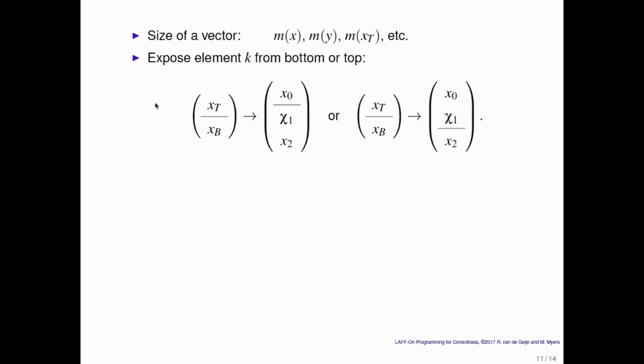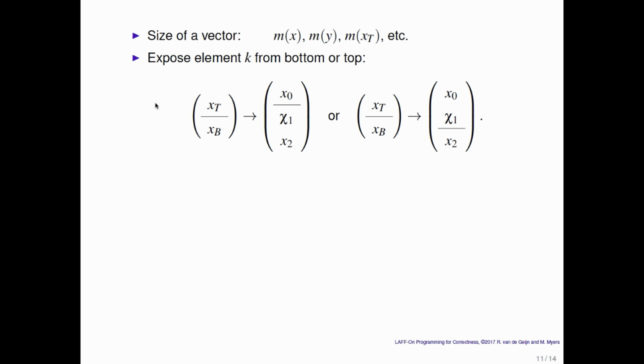We also want to be able to expose the term in a quantifier that we carefully isolated. And we do that by saying that x top, x bottom is partitioned into x0 and then chi1, x2. What does that mean? That means that we relabel x top, x0, and x bottom has now been split into its first element chi1 and the rest of the elements x2. Or it might be that we want to split that element from the top part of x, in which case x top becomes x0, chi1 and x bottom becomes x2.